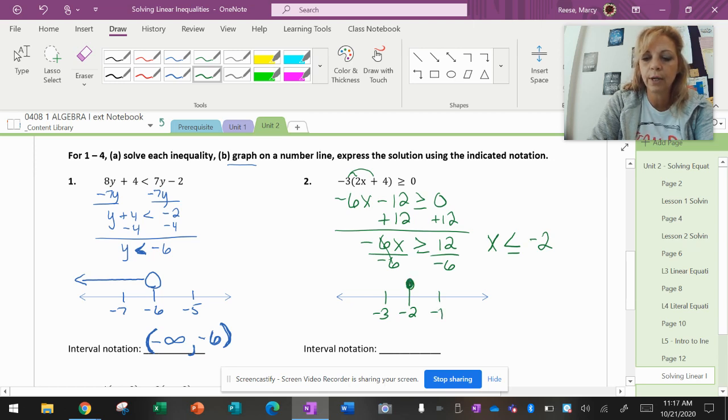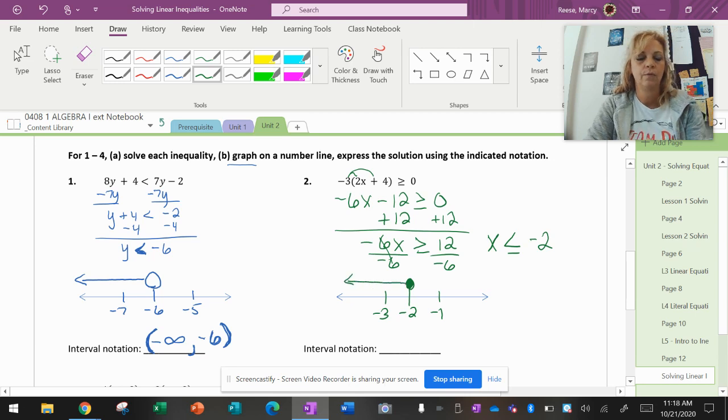Close circle at negative 2, right? X is less than or equal to. So that means x is going to go lower, right? It's going to go lower than any number smaller than negative 2.